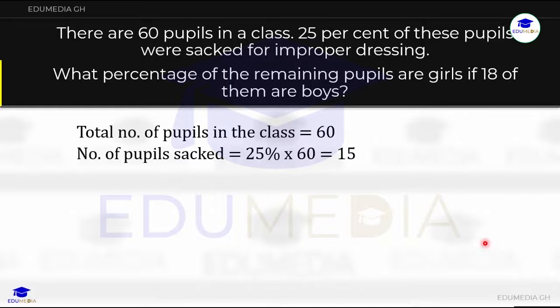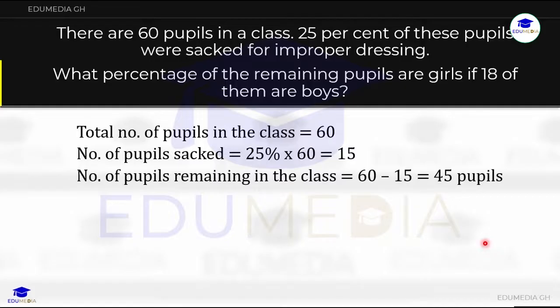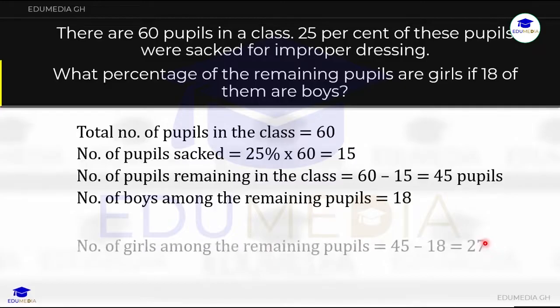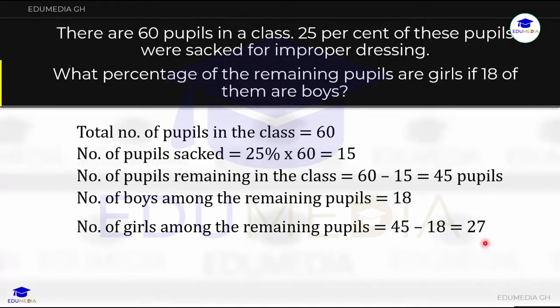Now, it's easy for us to get the number of remaining pupils in the class. Number of pupils remaining in the class, we have 60 pupils minus 15. That's 15 were those who were sacked. And the answer is 45 pupils. The question also gave us a clue that the number of boys that are left in the remaining number is 18. So with this we can also know the number of girls that are left in the class. So that is 45 pupils minus 18. Remember, 45 pupils represents the number of pupils that are remaining in the class. 18 represents the number of boys in the class. Therefore, we have 27 as the number of girls in the class.